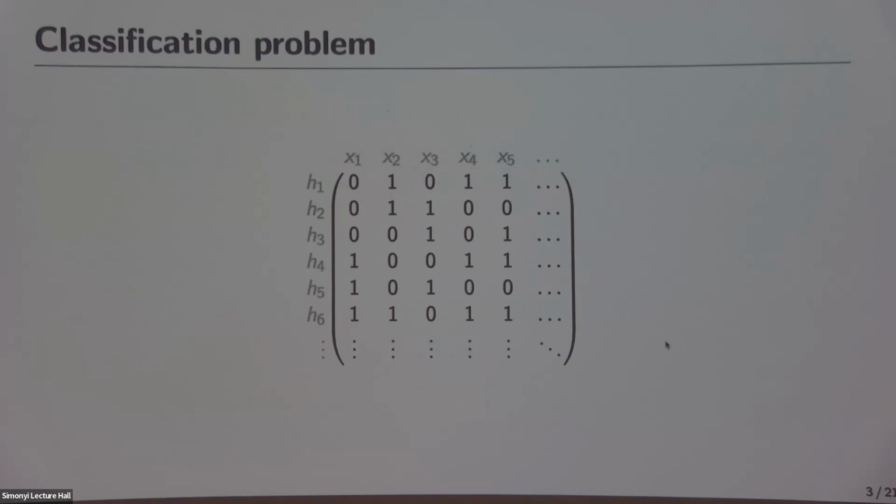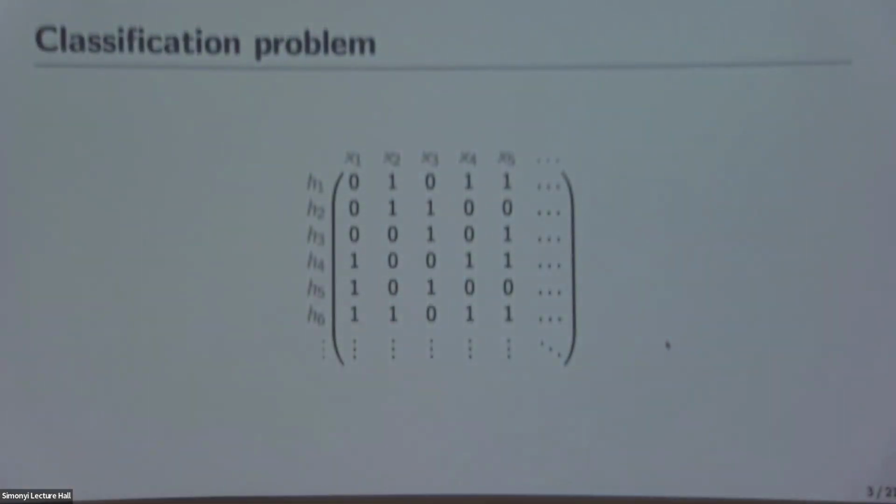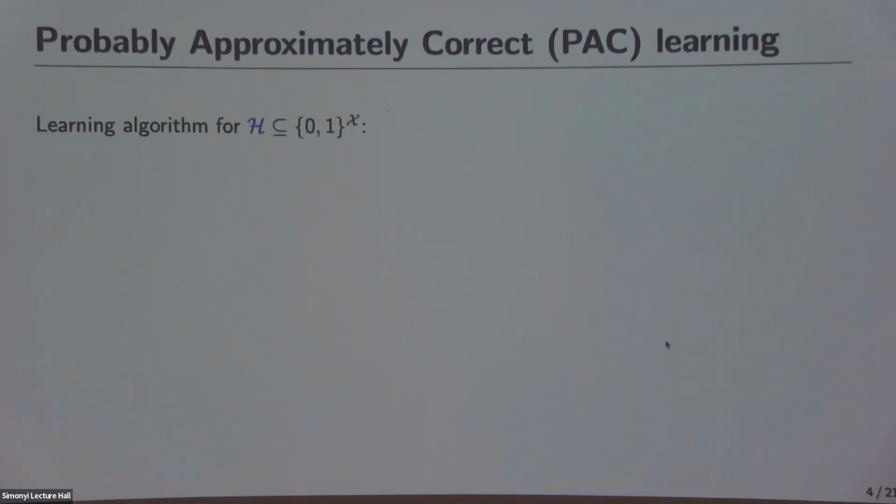We can think of this problem in a matrix form, where the columns of this matrix correspond to all data points that we can observe from our domain X. And the rows of the matrix correspond to possible labelings that we're considering. So these are just binary functions over our domain. And this is a restricted set of binary functions that we call our hypothesis class H. So now I'll describe what it means to be able to learn a function from this class. This is the standard model in machine learning called probably approximately correct, or PAC learning.